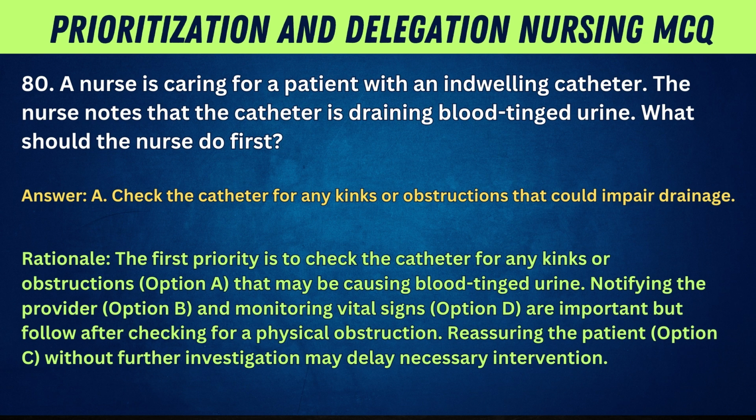Answer. A. Check the catheter for any kinks or obstructions that could impair drainage. Rationale. The first priority is to check the catheter for any kinks or obstructions, option A, that may be causing blood-tinged urine. Notifying the provider, option B, and monitoring vital signs, option D, are important but follow after checking for a physical obstruction. Reassuring the patient, option C, without further investigation, may delay necessary intervention.